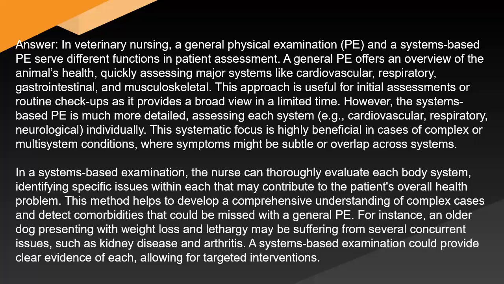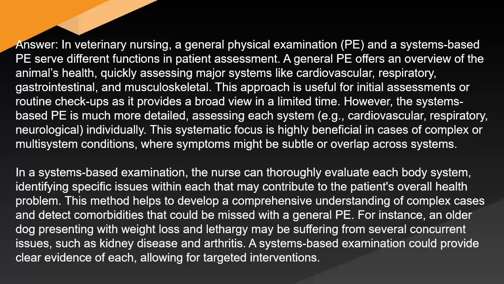A general PE offers an overview of the animal's health, quickly assessing major systems like cardiovascular, respiratory, gastrointestinal, and musculoskeletal. This approach is useful for initial assessments or routine checkups as it provides a broad view in a limited time.